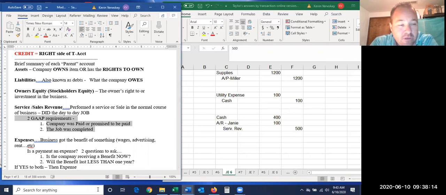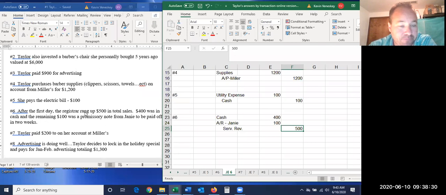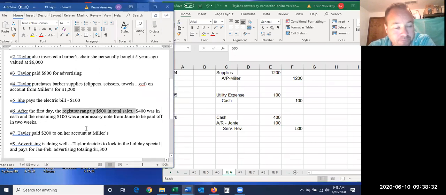class. The two GAAP requirements to have something considered revenue: the company was paid or promised to be paid. Yep, I either got the money or promised from Janie, and the job was completed. And that was also the case in my example. It would have had to tell us that the job wasn't completed, meaning we offered gift certificates, the company paid us in advance for services to be done later. We would have had to note that. Otherwise, we say, yep, the job was done.